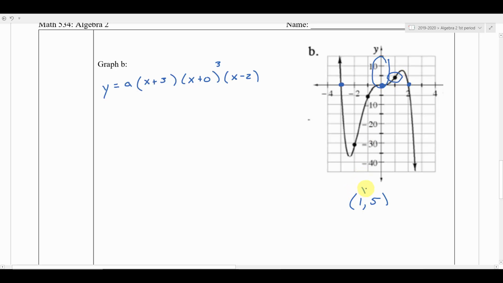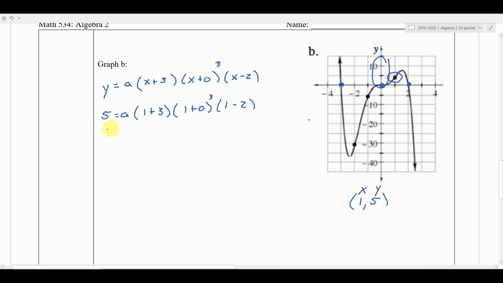All right, so I'm going to say x, y, and I'm going to take those values and plug them into my partial equation over here. I'm going to say 5 equals a, which I don't know. And then instead of x plus 3, I'll have a 1 plus 3. And then for this one, I'll have 1 plus 0 raised to the third, and then 1 minus 2. And now I have something that I can solve for a.